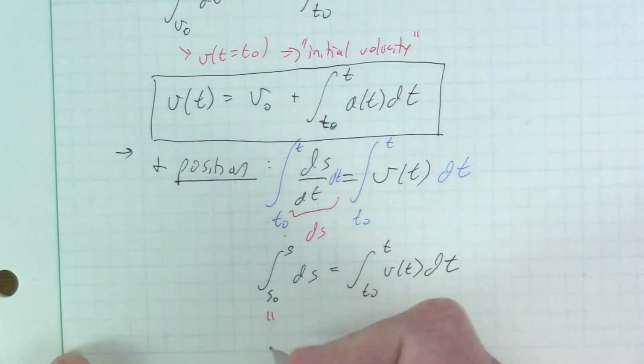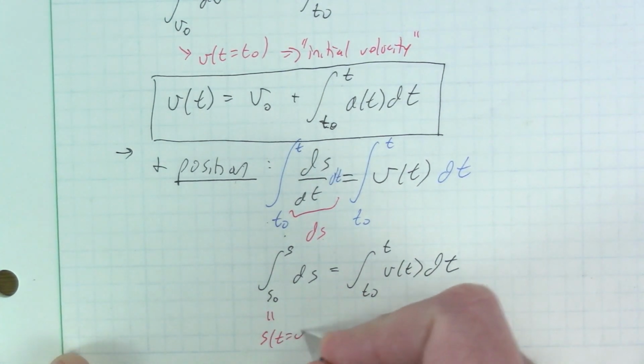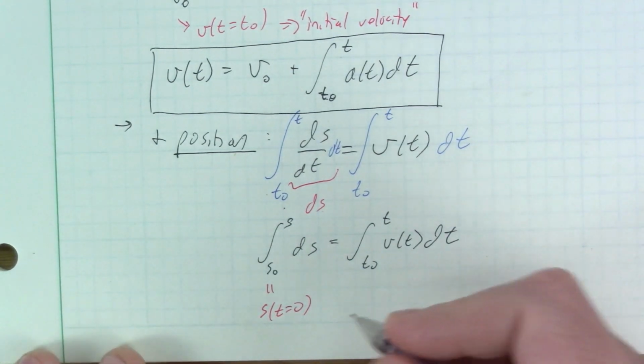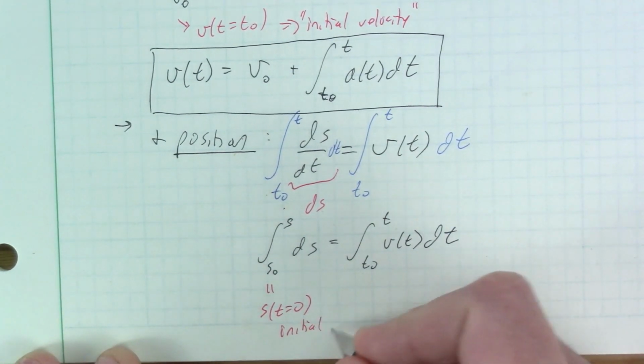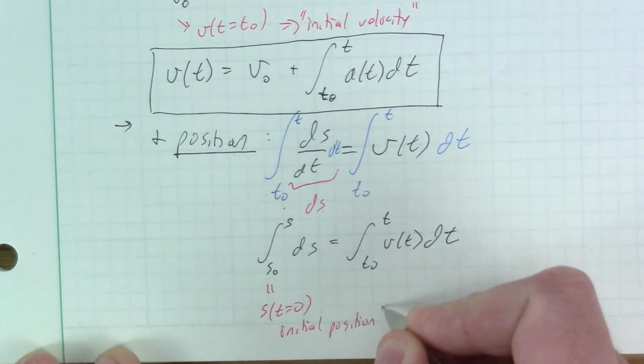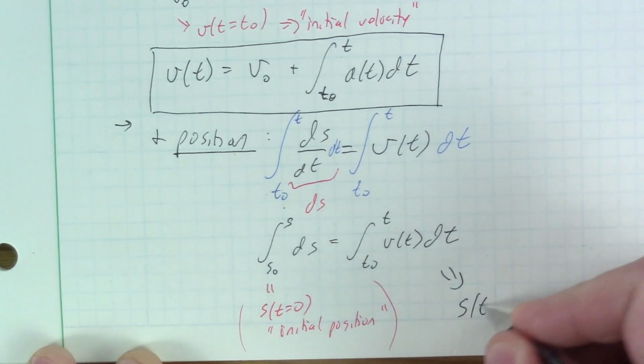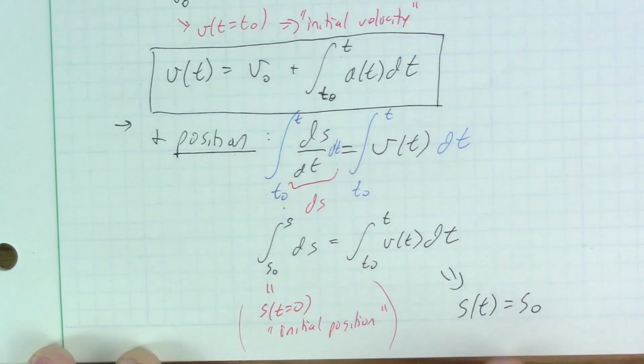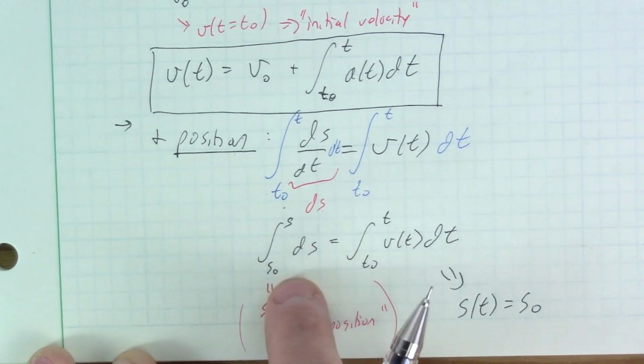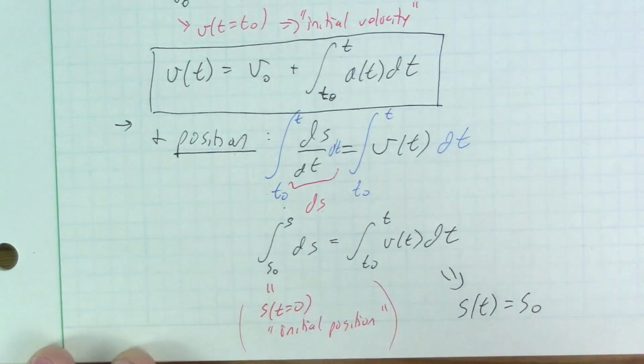This is our s at time 0, or initial position. Okay, and finally, I've got to sneak it in here because I'm actually running out of my page. S of t minus the initial position, that just comes from this side. This will just be s as a function of time minus s naught. Pull that to the other side.